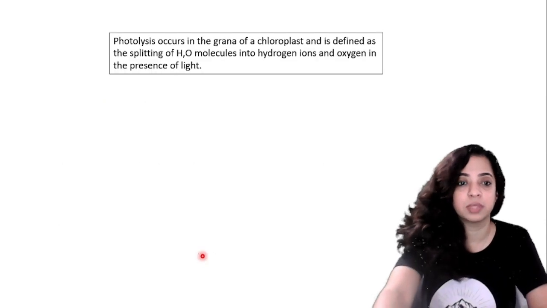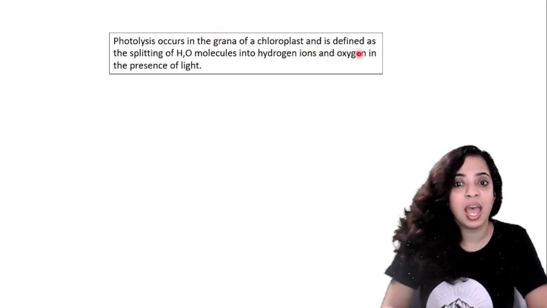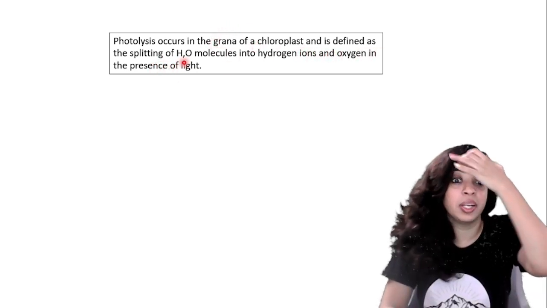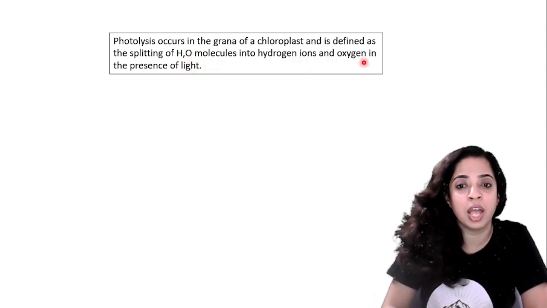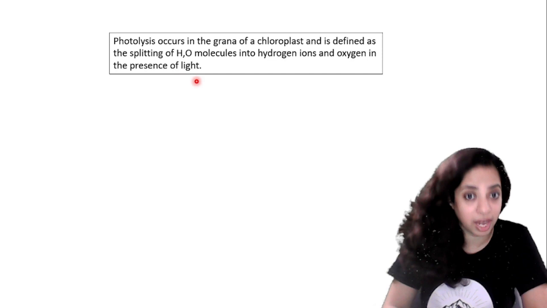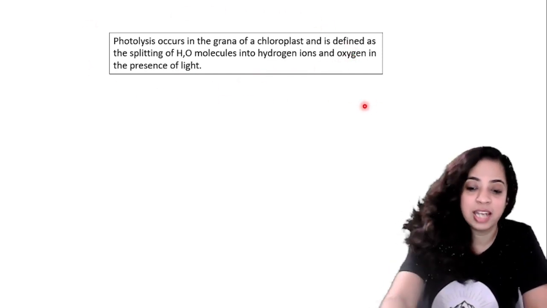Okay, remember this. So dear children, photolysis occurs in the grana of chloroplast and is defined as splitting of H2O molecules into hydrogen ions and oxygen in the presence of light. So this is how you will define photolysis. That is the second step.